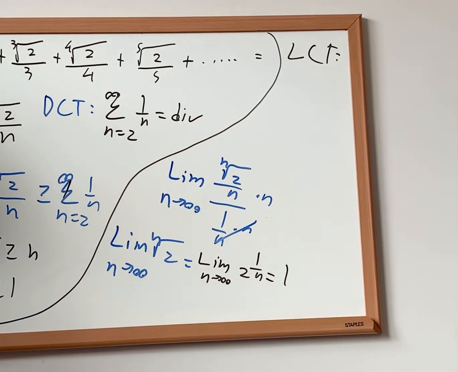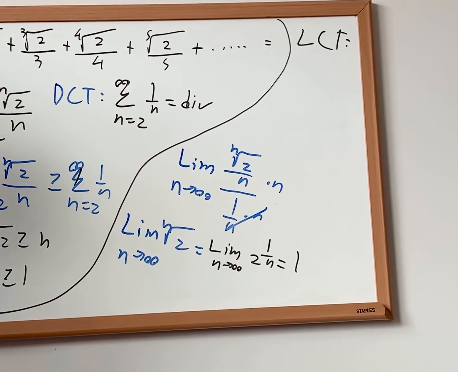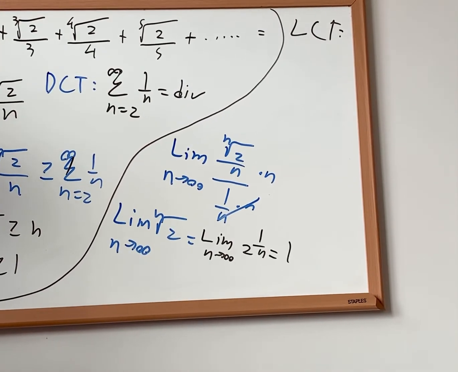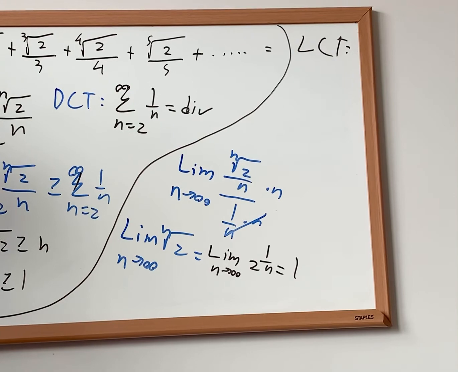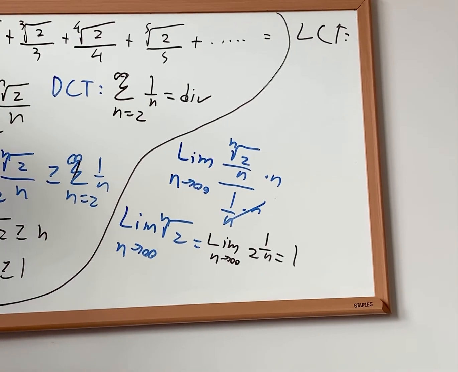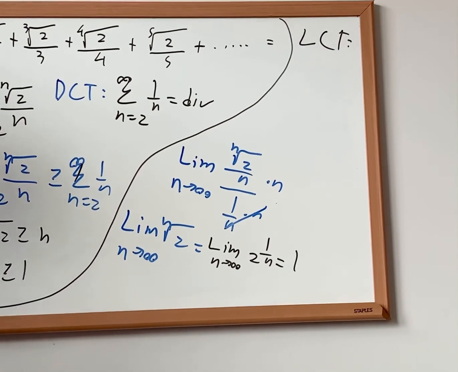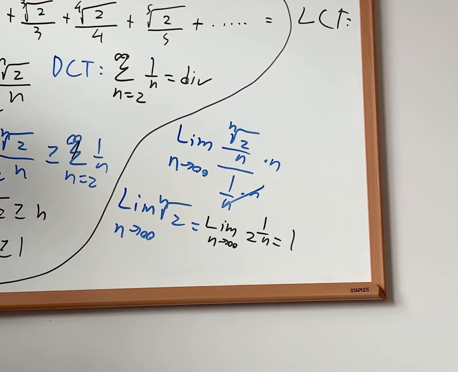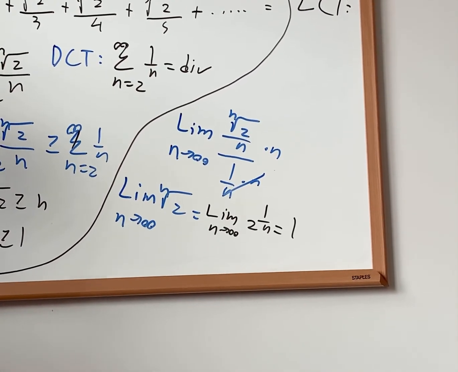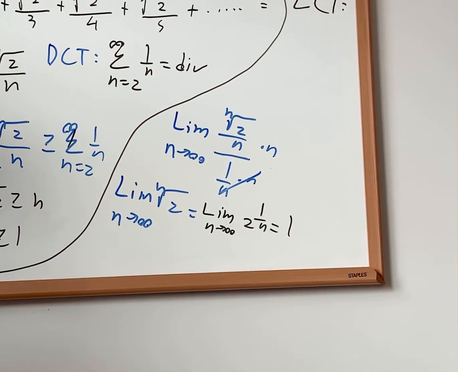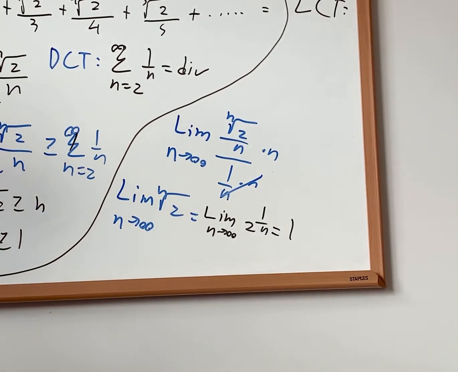So, because the limit of the quotient of these two goes to 1 and is not equal to 0, we can say by conclusion that this also diverges, similar to the series 1 over n, by the limit comparison test.